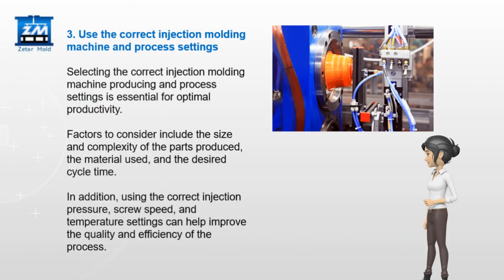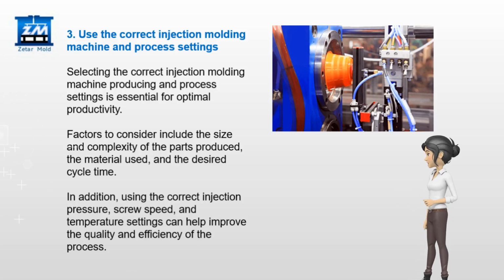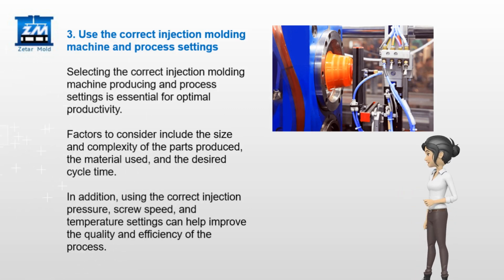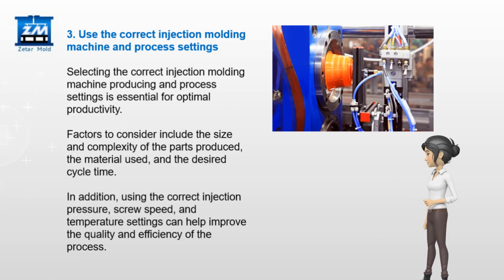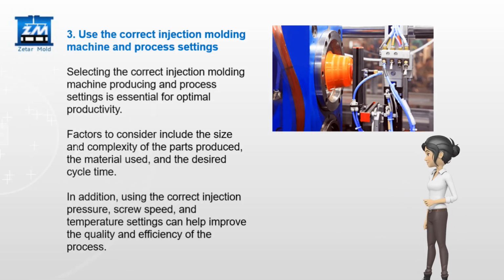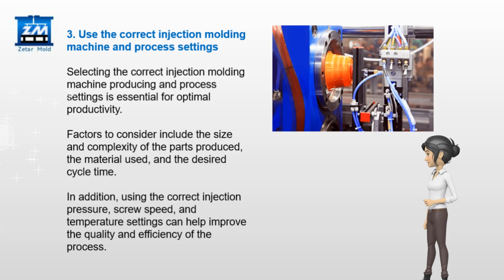Use the correct injection molding machine and process settings. Selecting the correct injection molding machine and process settings is essential for optimal productivity. Factors to consider include the size and complexity of the parts produced, the material used, and the desired cycle time. In addition, using the correct injection pressure, speed, and temperature settings can help improve the quality and efficiency of the process.